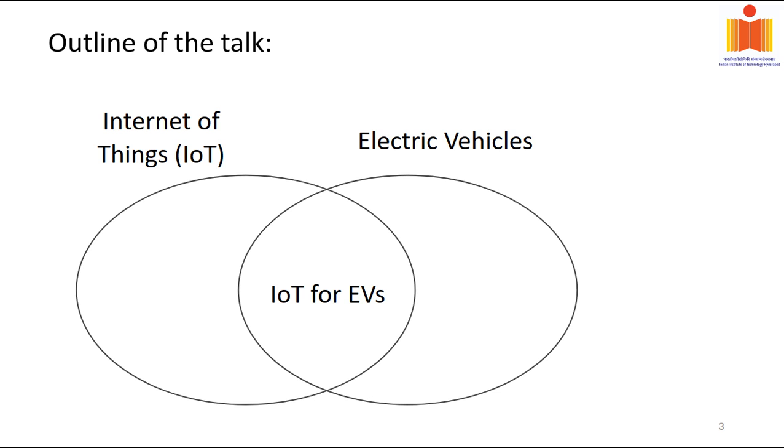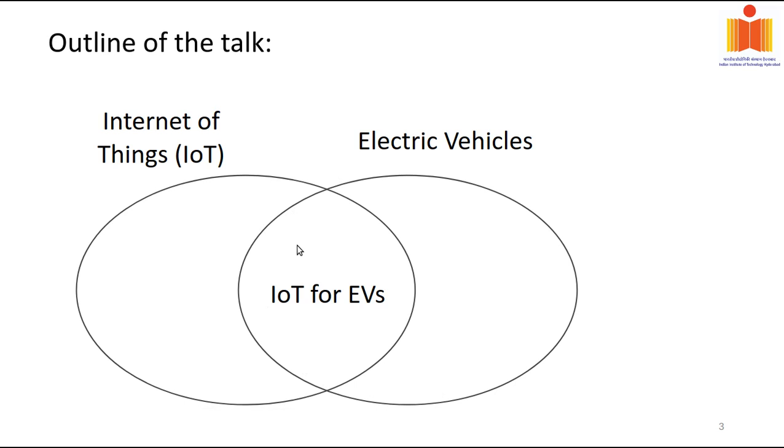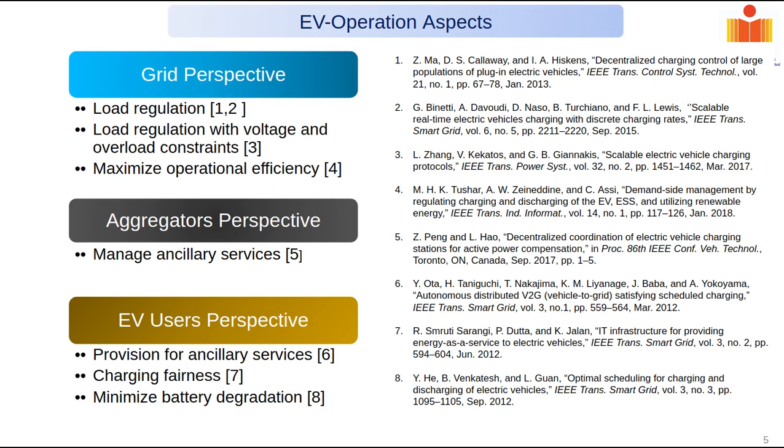Okay, so this is a brief outline of the talk. Consider it like a Venn diagram, where one circle pertains to the Internet of Things, and the other one pertains to electric vehicles. And then there is an intersection where IoT and electric vehicles come into the picture. So we will go step by step in all of this. First I would like to briefly talk about the electric vehicles part.